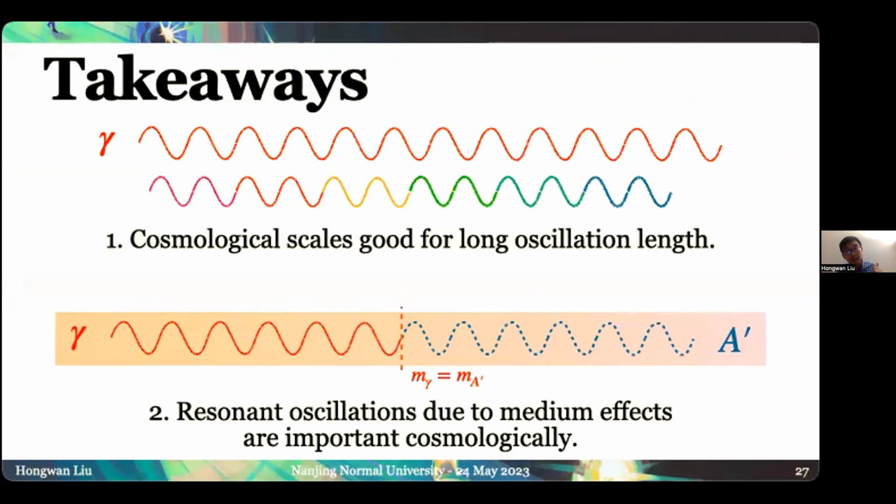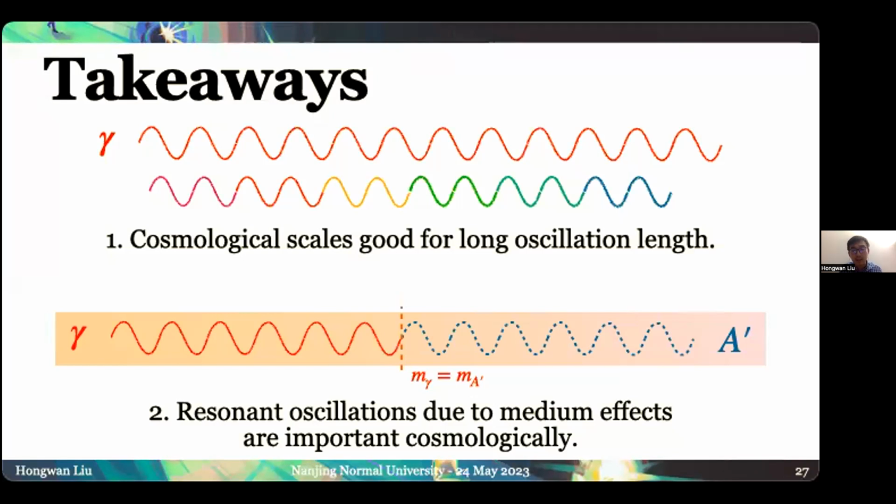The first takeaway is that because cosmological scales are so massive, they're really good for looking at anything that takes a long oscillation length, which is something that happens when the A prime mass is very light. So something like less than 10 to the minus 9 eV already corresponds to astrophysical scales usually.